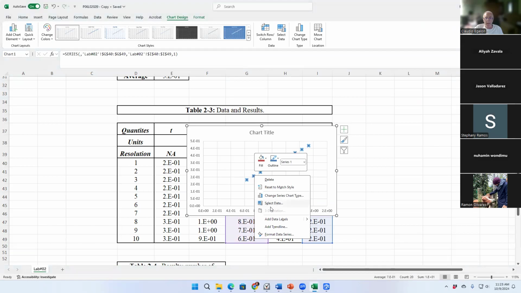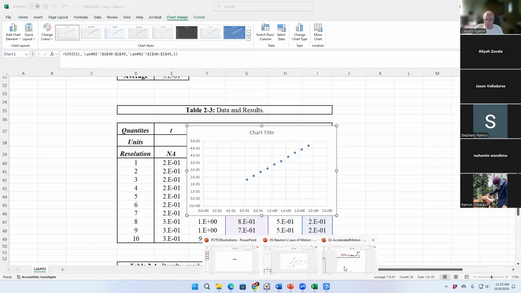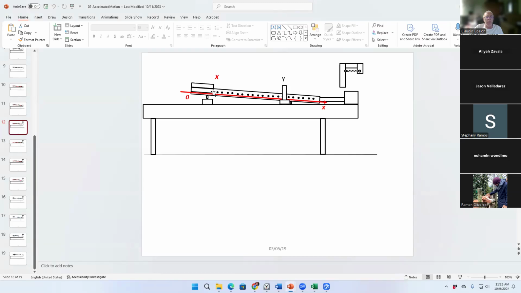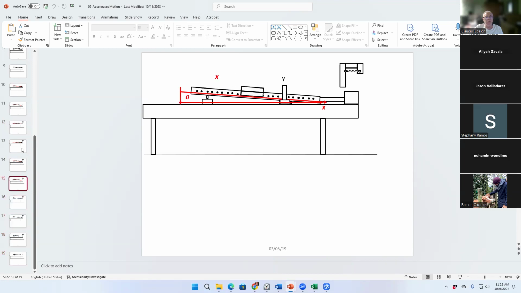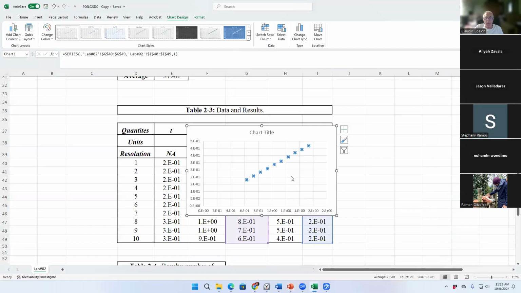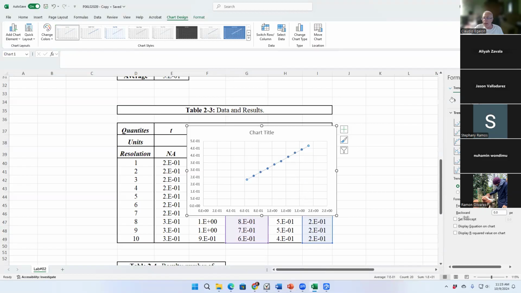And we're releasing the cart from different positions, okay? Just to clarify again, we release it from here, then we release it a little bit from here, and so on. That's how we get all this data that you see in there. We're going to add the trend line. Here you go.